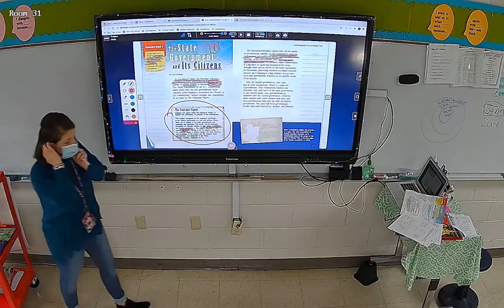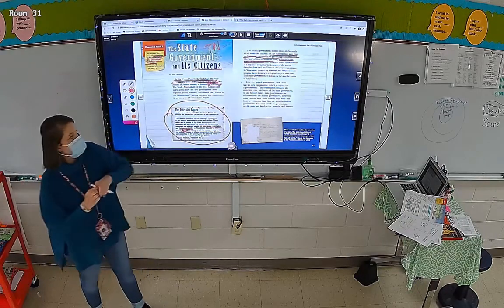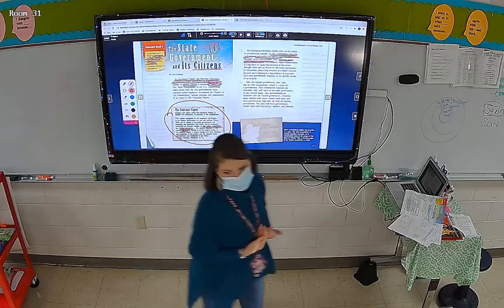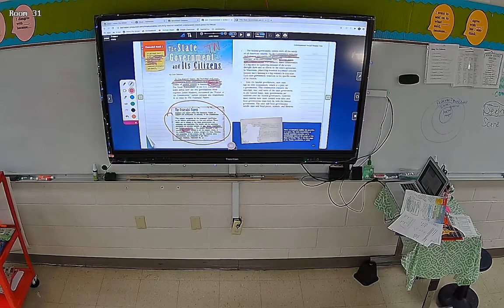Okay, so I want this highlighted on your paper. That's what's important. It's telling us that the state's job is to protect us, whatever that means our state needs. Every state is different. What they need in California is not what we need in Tennessee.